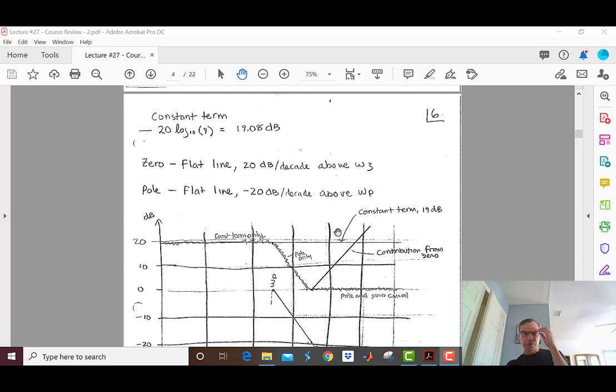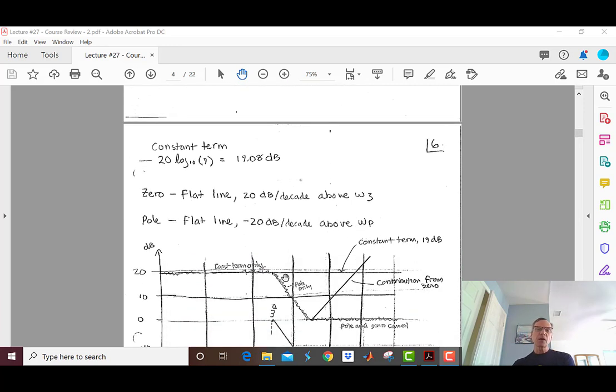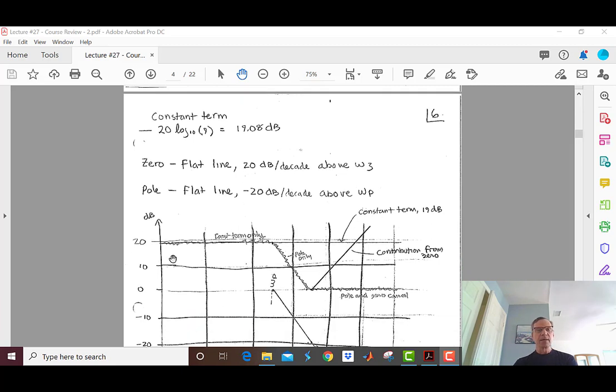So let's put in the constituents of our Bode plot. Our constant term is going to be 20 times the log to the base 10 of 9. This is not a negative sign here. This is just some kind of mark that came from somewhere. 20 times the log to the base 10 of 9 is 19.08 dB. That's our constant term, and it comes from here. And it's constant. It's not frequency dependent. So its contribution to our Bode plot is this 19 dB. See, I drew it just a little bit below the 20 there.